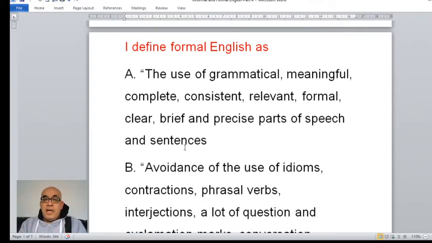a teacher. Formal English is the use of a grammatical, meaningful, complete, consistent, relevant, formal, clear, brief, and precise parts of speech and sentences. Now, I'm going to explain this and give you examples about number A. But this is just the explanation of formal English. We cannot explain formal English or define formal English by using one sentence. That's why I put A and B, and you will see now more examples.